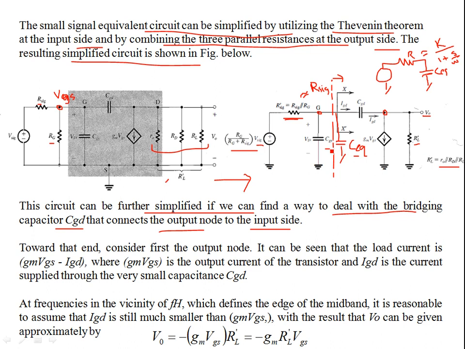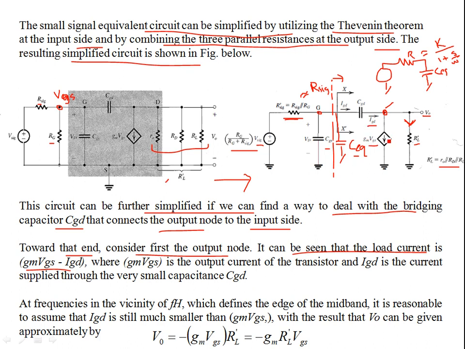So we can develop a very simple transfer function for that. Towards that end, consider the output node. It can be seen that the load current is gm VGS minus IGD. The load current entering this branch is the difference of the current gm VGS, which is the source to drain current of the MOSFET, minus the current that is coming into the output node. The difference of these two currents is what we have in this branch.